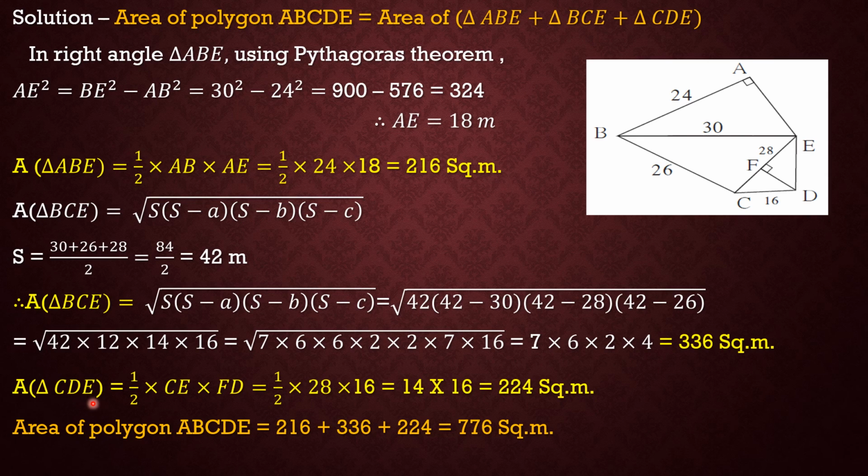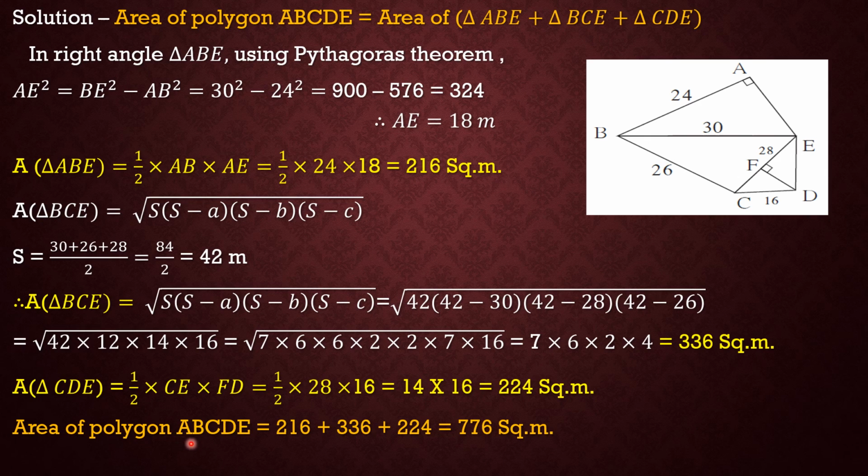Now area of triangle CDE. Here 16 is given, but there is one correction. This is not the length of CD. 16 is the length of FD. In triangle CDE, if we take CE as the base, then FD is the height. So CE is equal to 28 and FD is equal to 16. So area of triangle CDE is equal to 1 by 2 into CE into FD, which is 1 by 2 into 28 into 16, equal to 14 into 16, which is 224 square meter.